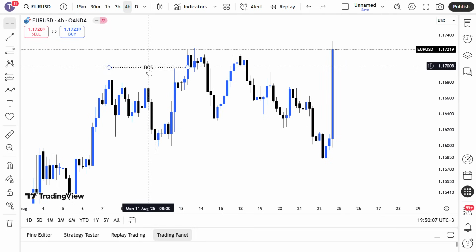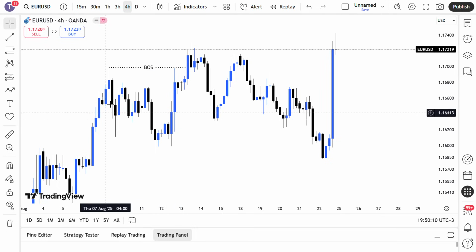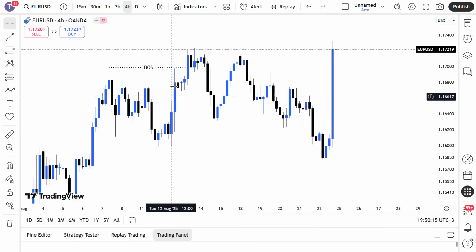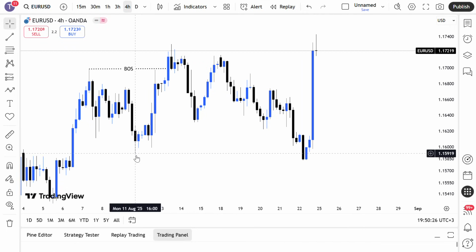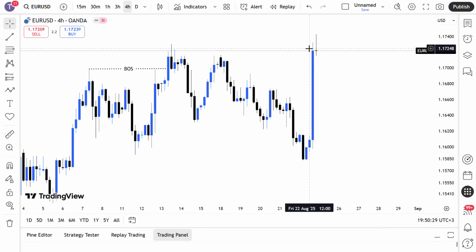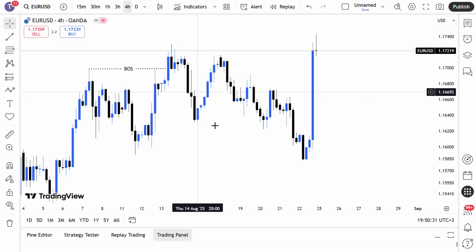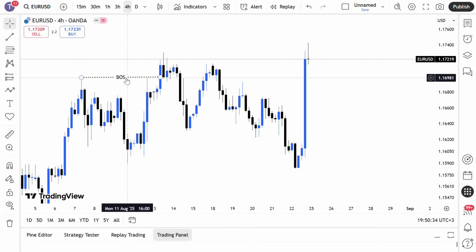What is wrong with this break of structure? This is not a valid break of structure because on this other side, price never swept any liquidity before going up to break structure. That is why this low is not a good or strong low. We expect the market to take out this low before going up to clear the high's liquidity. If you mark this as the break of structure, you can see that there is no valid order block that could have given you a good entry.